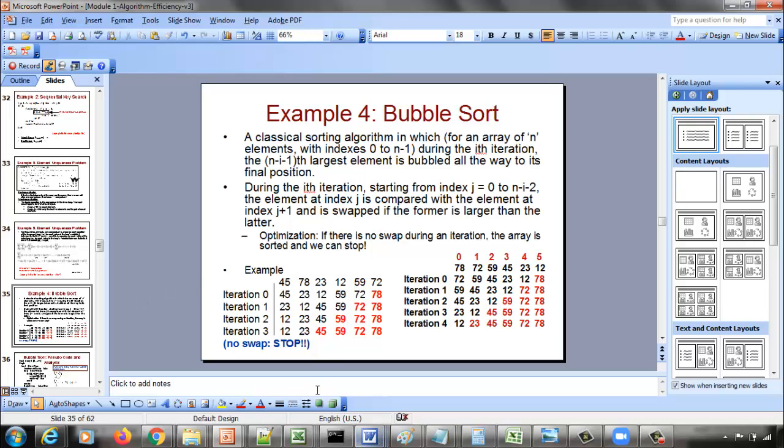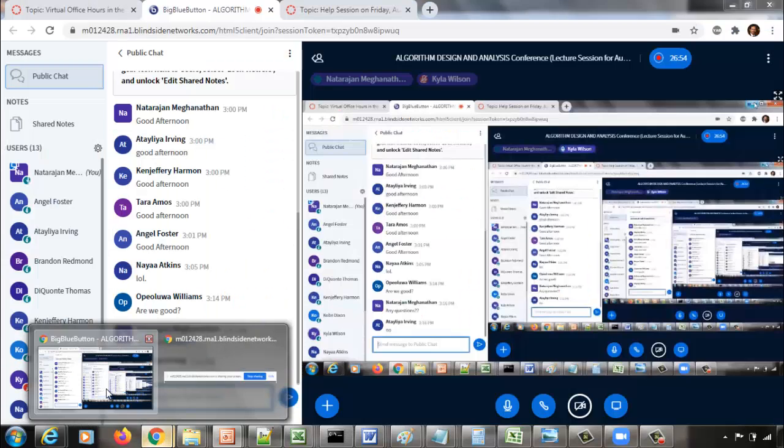In iteration number 3, there was no need for any swapping, so we can stop the algorithm and there's no need to go through the remaining iterations. That's a kind of optimization of this bubble sort algorithm for the pairwise comparisons. So before that, any questions?